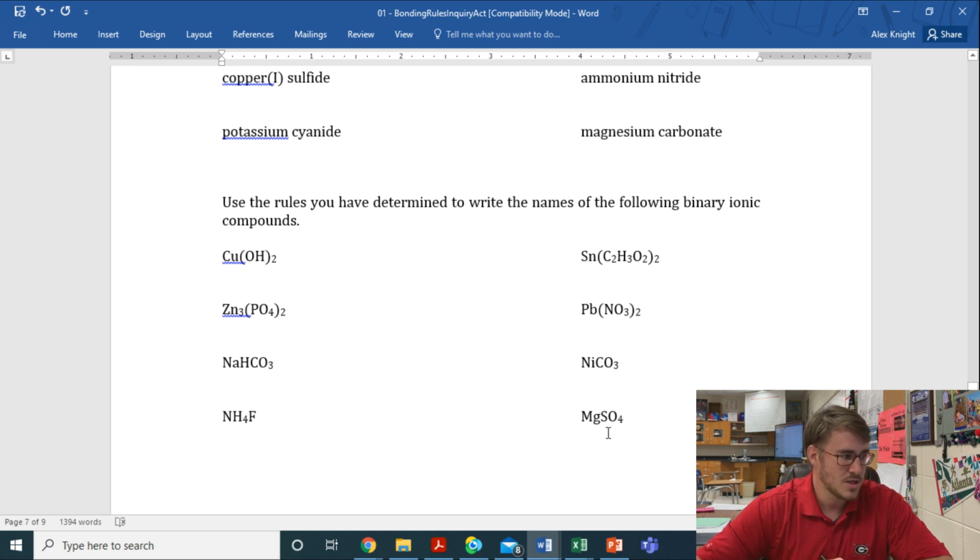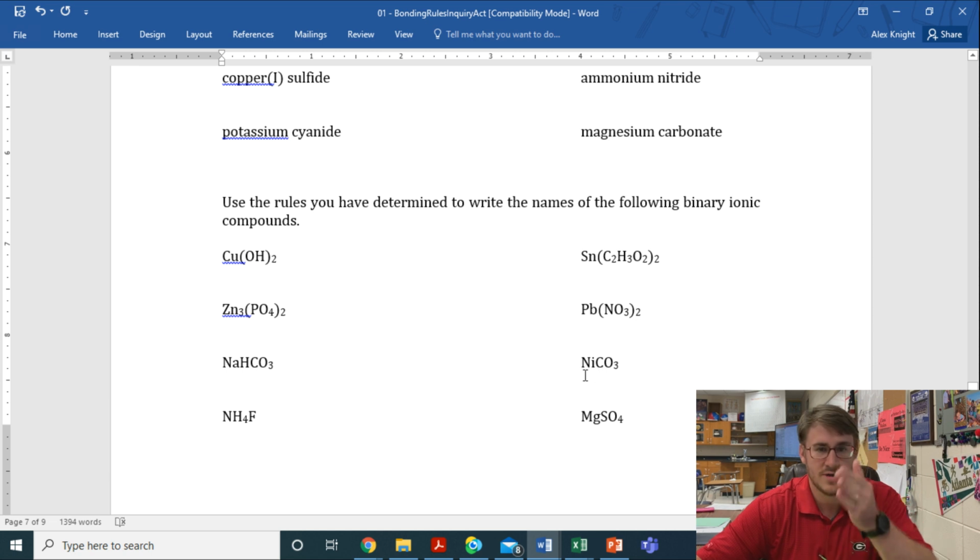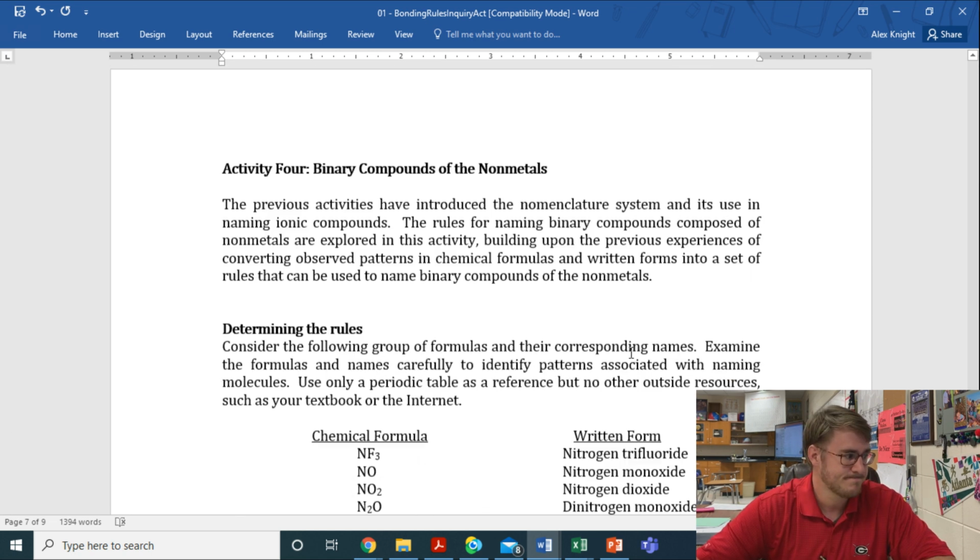Same thing goes with some of these other ones. You write the names, though. Big thing is that for metals like copper, zinc, tin, lead, nickel, you need to find the oxidation number and write the Roman numeral. Get that from the back.